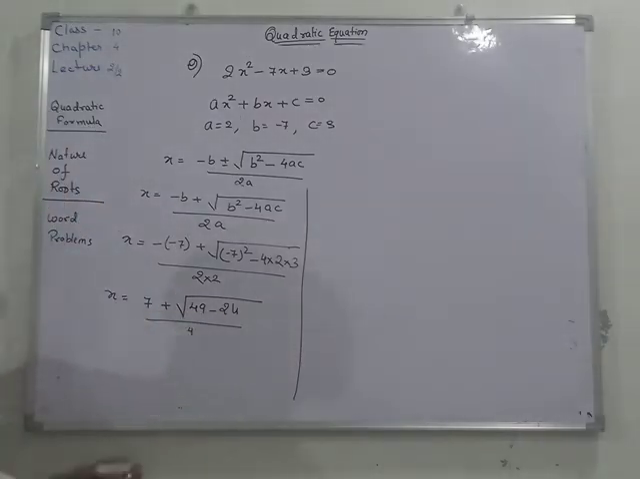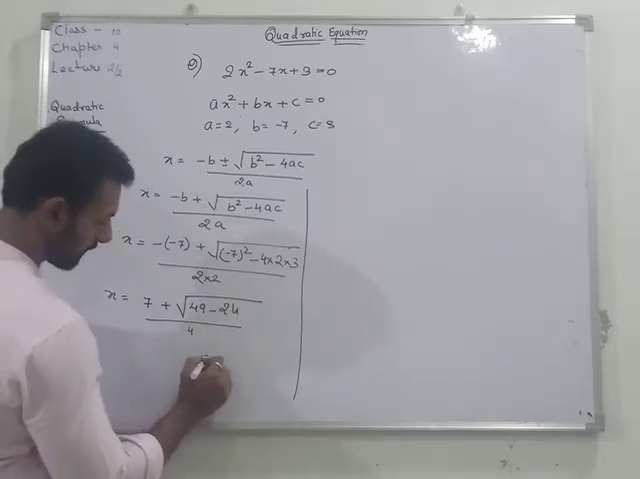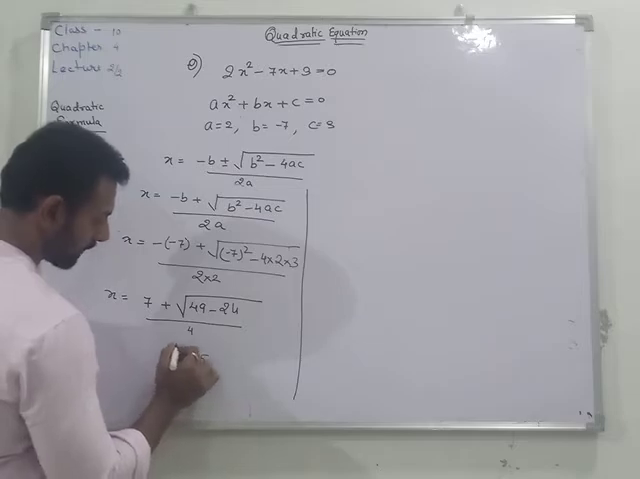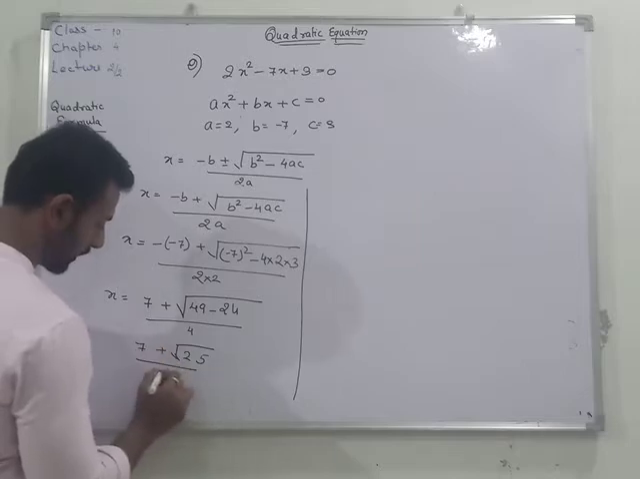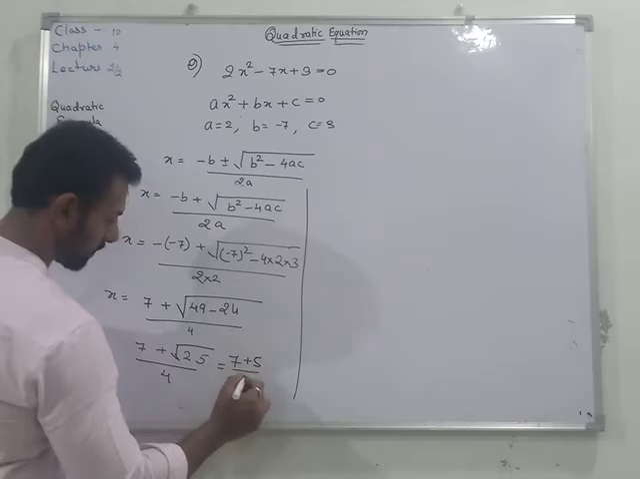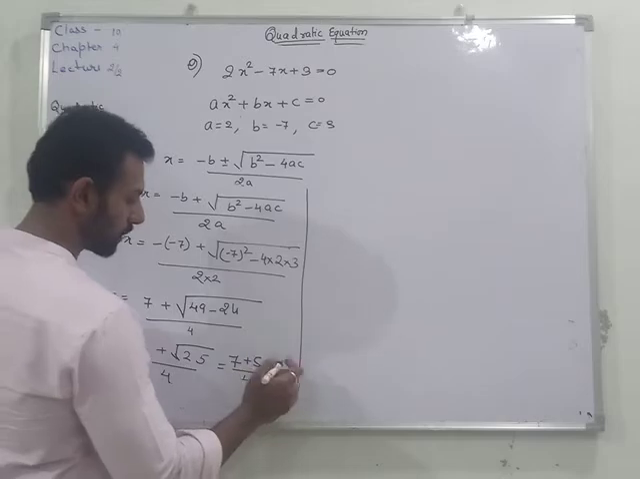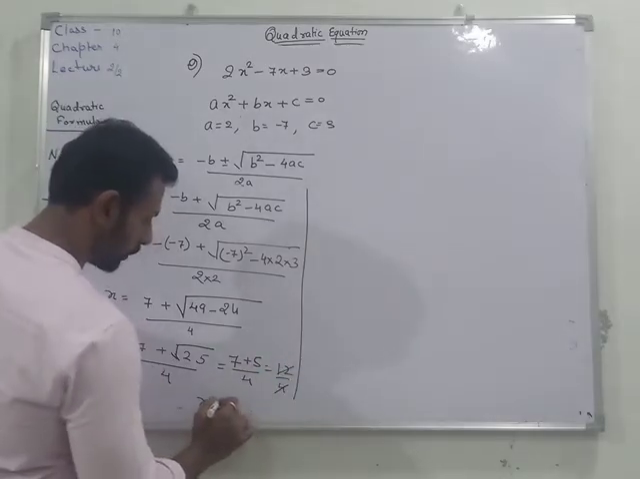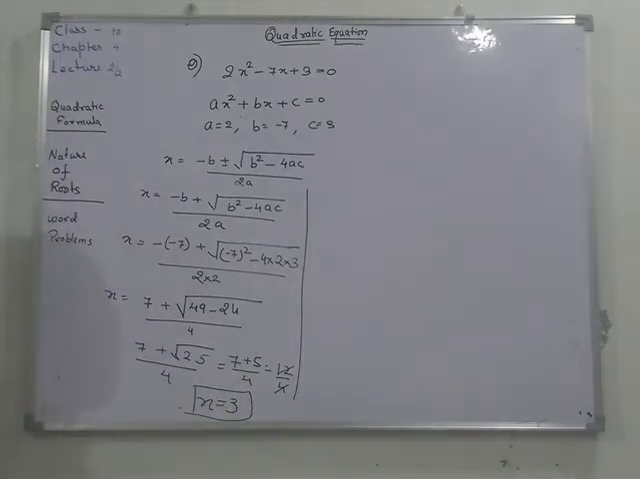49 minus 24, that is 25. Under root of 25 is 5. So this will be 7 plus 5 by 4. 7 plus 5 will be 12 by 4. Cancel out. This will be x is equal to 3. x is equal to 3.